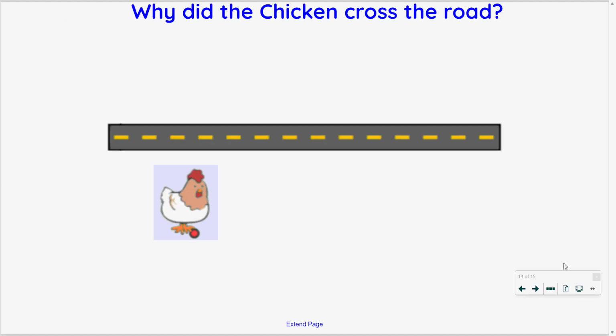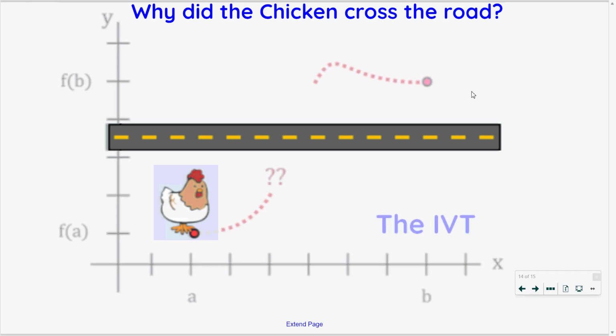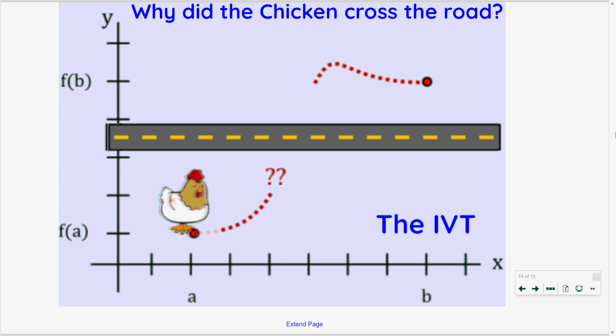Okay, last thing that I want to use the intermediate value theorem for is to answer this age-old question. Why did the chicken cross the road? Of course, the answer to that is because of the intermediate value theorem.